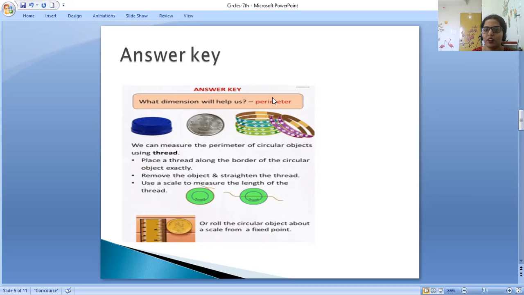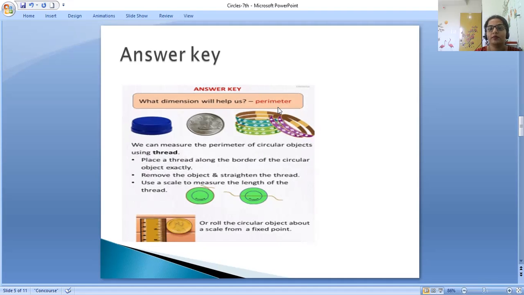Suppose you have a bangle or any circular object, just think about those circular objects around you. Now place the thread around the border of the circle exactly, remove the object, and straighten the thread. Then use a scale and measure the length of the thread that you used for measuring the perimeter of the circular object. So this is how we find out the perimeter. So now you know how to find out the perimeter and what perimeter is all about.